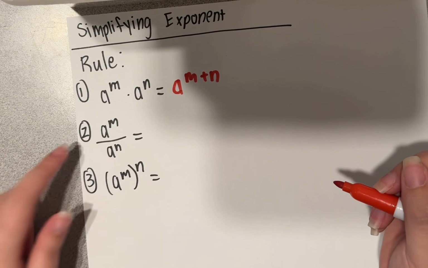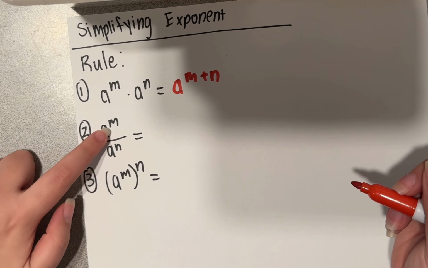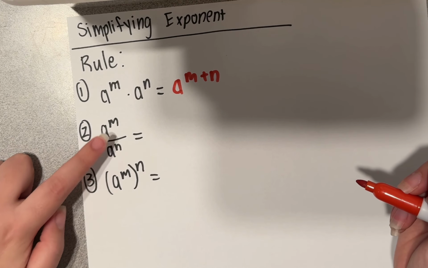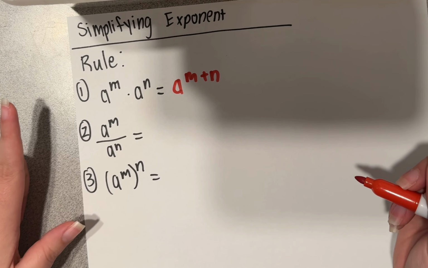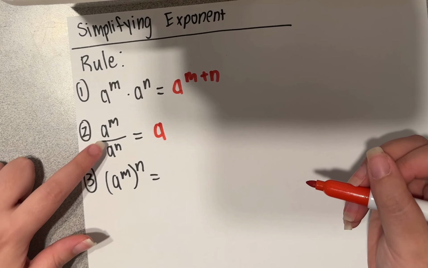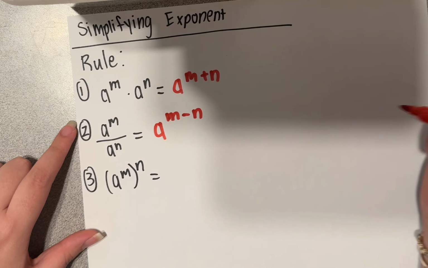Now on to number 2. We have the same base A again, but now we are dividing. So when we are dividing with different exponents, we're really just subtracting. So we're going to keep the same base A again, and we're just going to do M minus N.